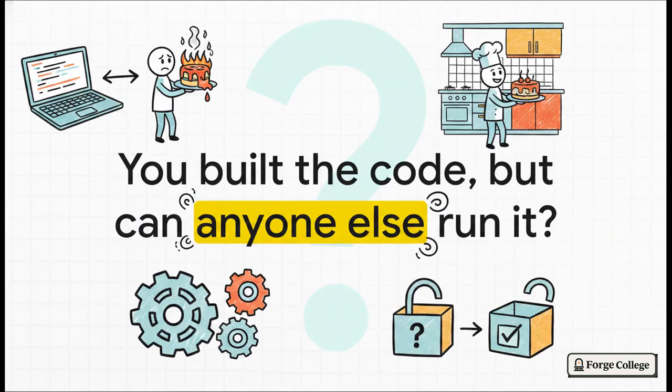So let me ask you a question. You built the code. It runs perfectly on your laptop. But can anyone else actually run it? If you hand your recipe to another chef, can they bake your exact cake in their kitchen, or is the whole thing just going to burst into flames? That right there is the critical problem of reproducibility. And it's the exact problem you have to solve in this final submission.